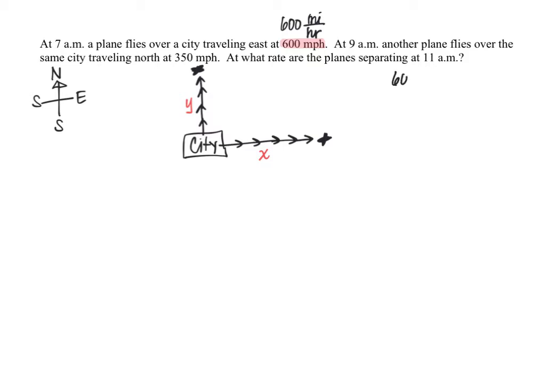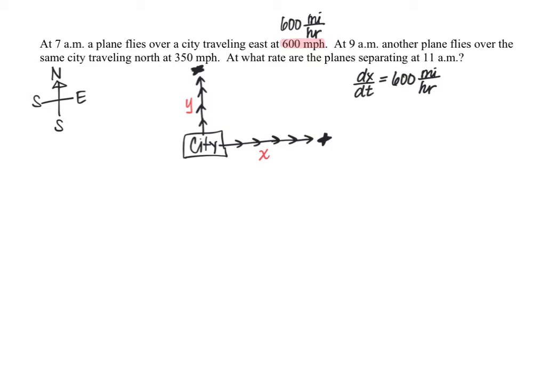So I am going to be sure to write this rate off to the side. I'm not going to put it on my diagram because I don't want to get confused between the values on the diagram, which are the distances, and this value, which is actually a rate. But this is the rate at which the first plane is traveling. Therefore, that is the rate at which x is changing. So this would be dx over dt.